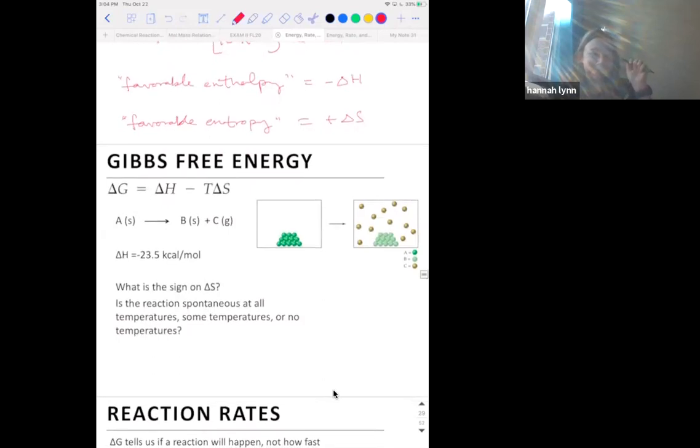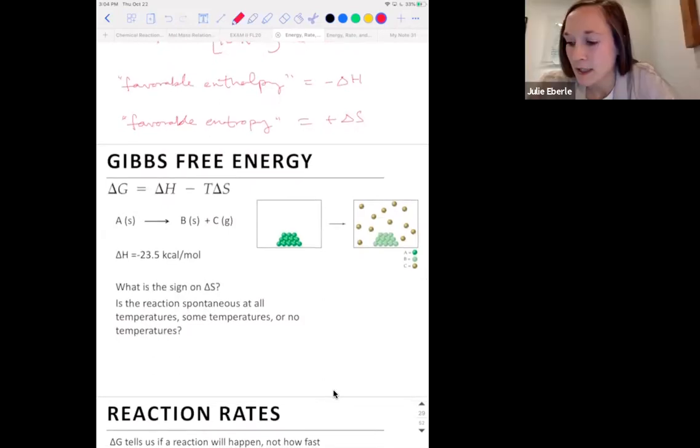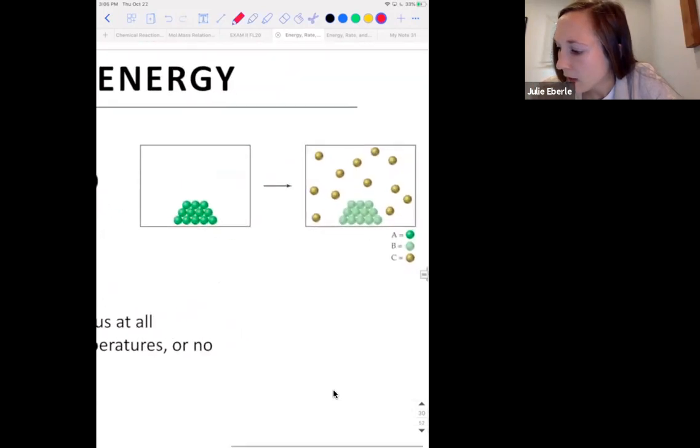Okay. All right. Here's another example problem. We have A breaking down into B and C. And it says that A is a solid, B is a solid, C is a gas. And then it gives us a little picture here. I think this is honestly straight from your textbook. Here's the key. A are these green spheres. So this is A, it's a solid.